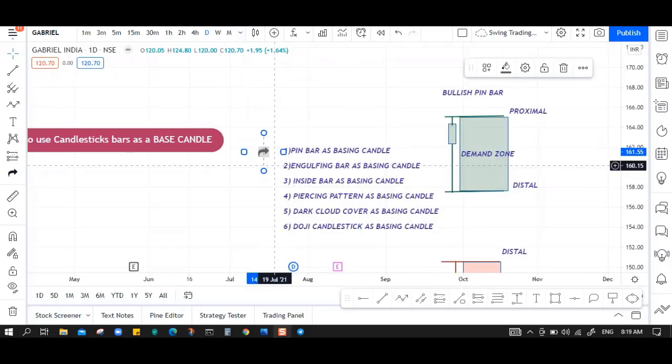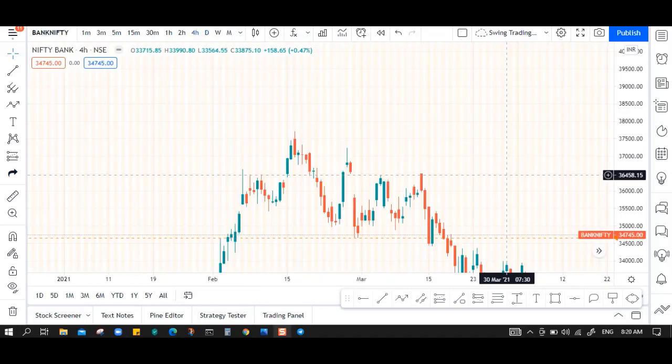And now let's discuss this engulfing bar as a basing candle. As I said, the base is very important because it is the beginning of a strong move made by the big financial institutions, right? So this step is very important, because if you can draw the zones correctly, you will be able to identify the next move precisely and join the big players at the right time.